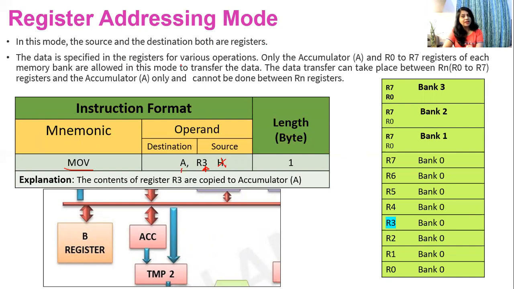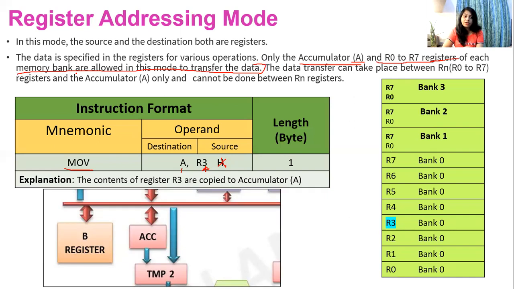In this mode, the data is specified in the register for various operations. Various operations means here I have used the move instruction, that means for data transfer. Various operations can be: data is available for addition, for division, for logical operations, and so on. Only the accumulator A and R0 to R7 registers of each memory bank are allowed in this mode to transfer data. So remember, in this instruction you can use only accumulator A and R0 to R7 registers.